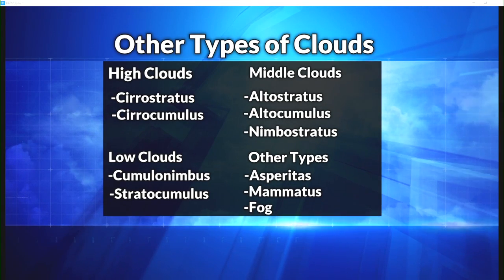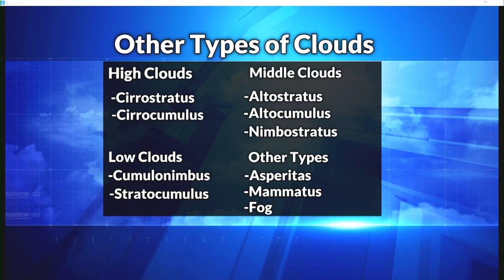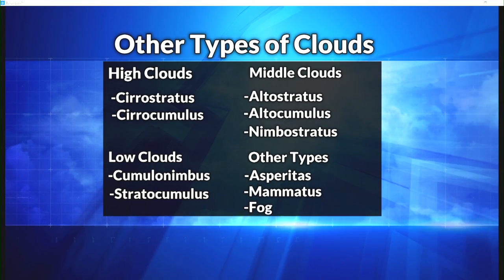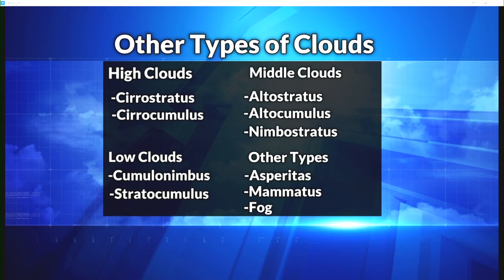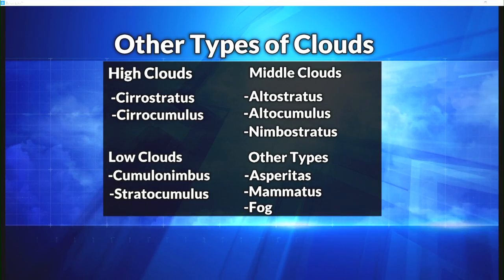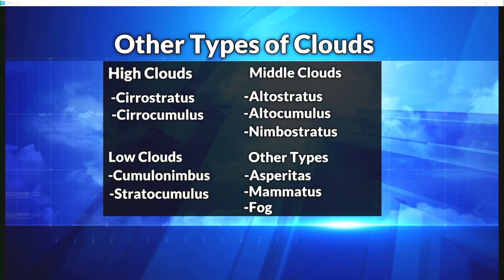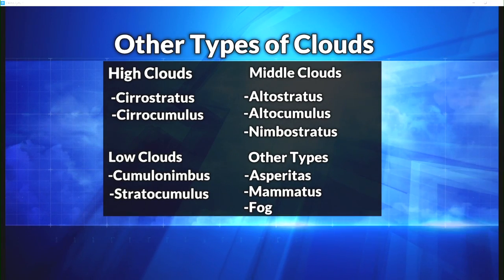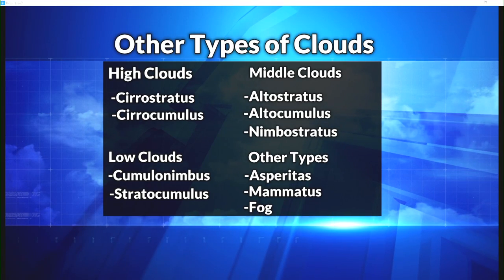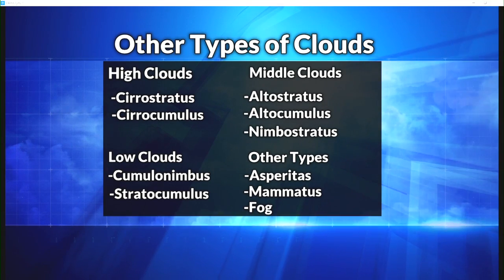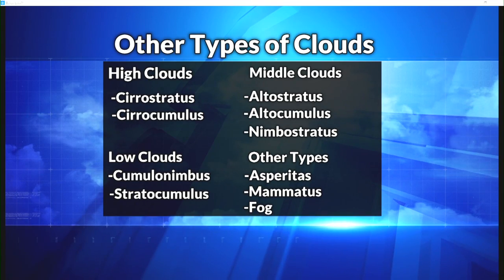And then middle clouds, again, the word alto means mids, so you have altostratus, altocumulus. Again, stratus, cumulus, same idea as what we were talking about with the basic cloud types, but the term alto in front of it means they're at a different level, a different height in the atmosphere. And then there's nimbostratus, which we talked about briefly, and the other types, asperatus.